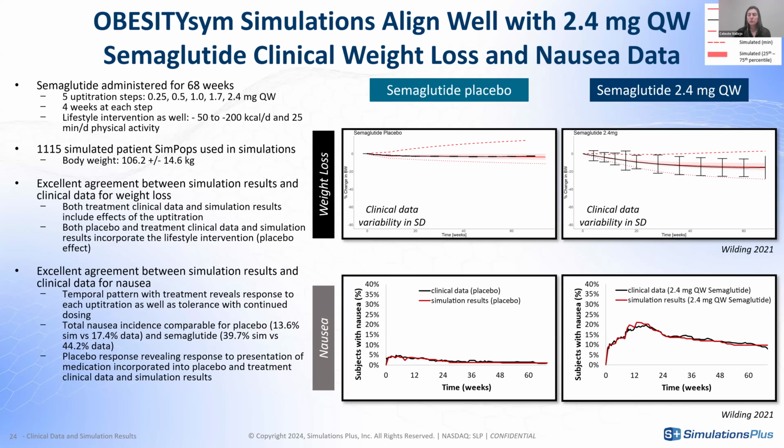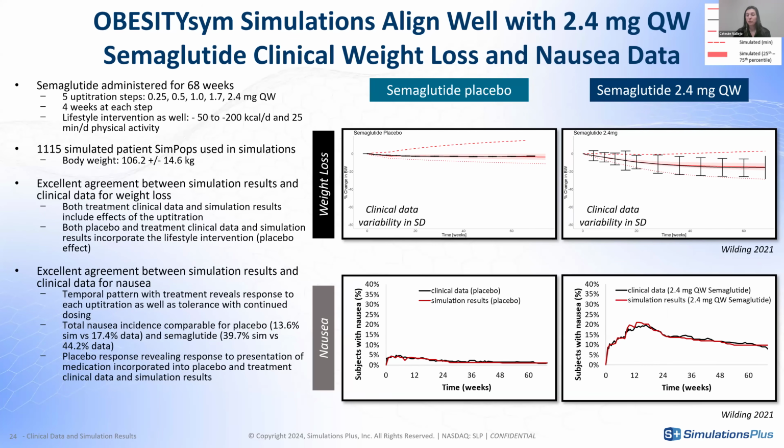And we found it was really interesting in the clinical data, and this is most apparent in the group that was administered the drug. If you look at the plot on the bottom right-hand side, with each dose up titration, we saw an increase in reported nausea until you got to the highest dose that was going to be given. And then with continued dosing, we see a drop-off in reporting of nausea. So patients are now becoming tolerant to the drug. And our model is able to reproduce this as well.